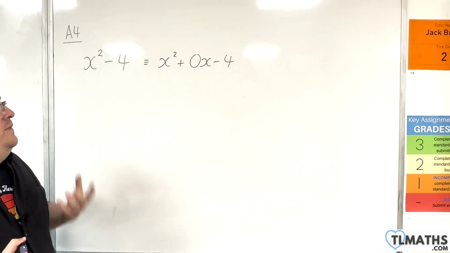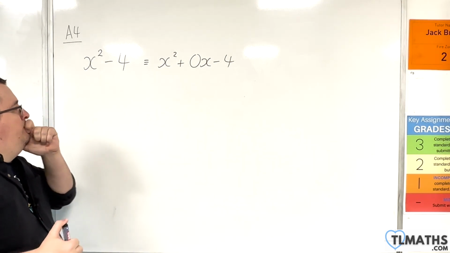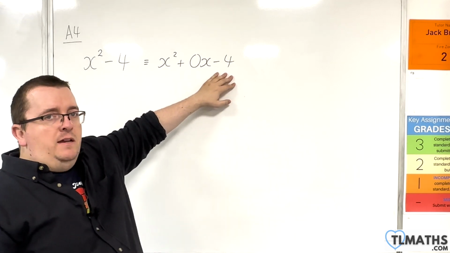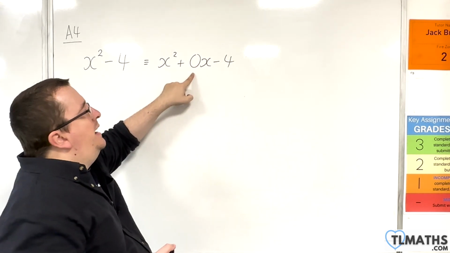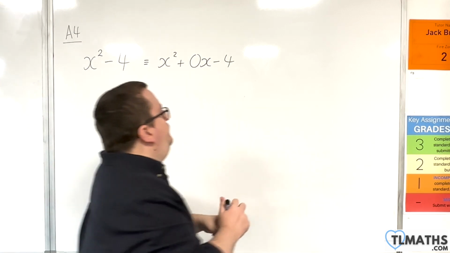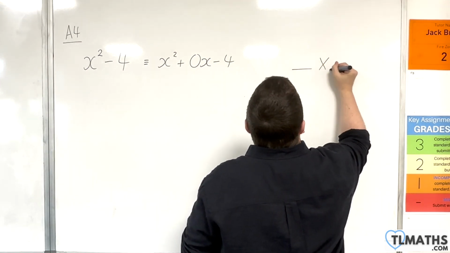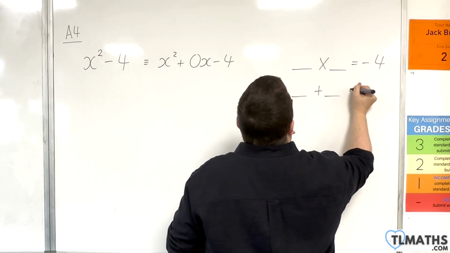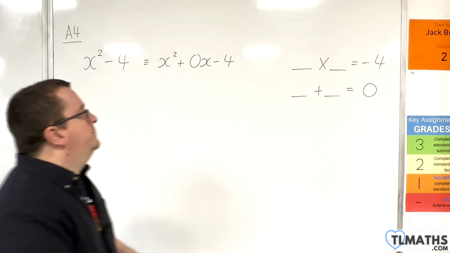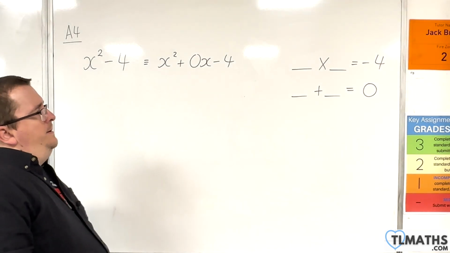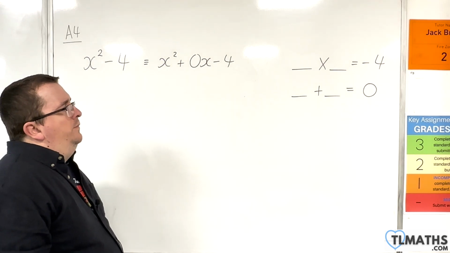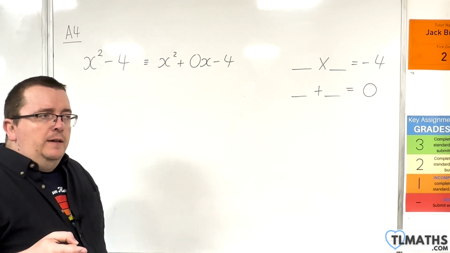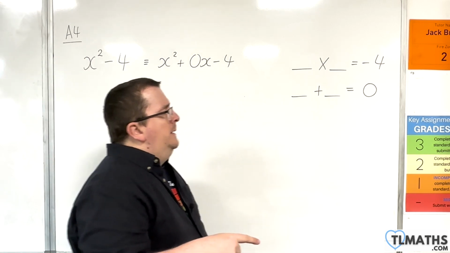Okay, and then what we would be thinking about is, well, really here I'm looking for two numbers that multiply together to make minus 4, but add together to make 0. Well, two numbers that multiply together make minus 4. One's got to be positive, one's got to be negative in order to get a negative 4.